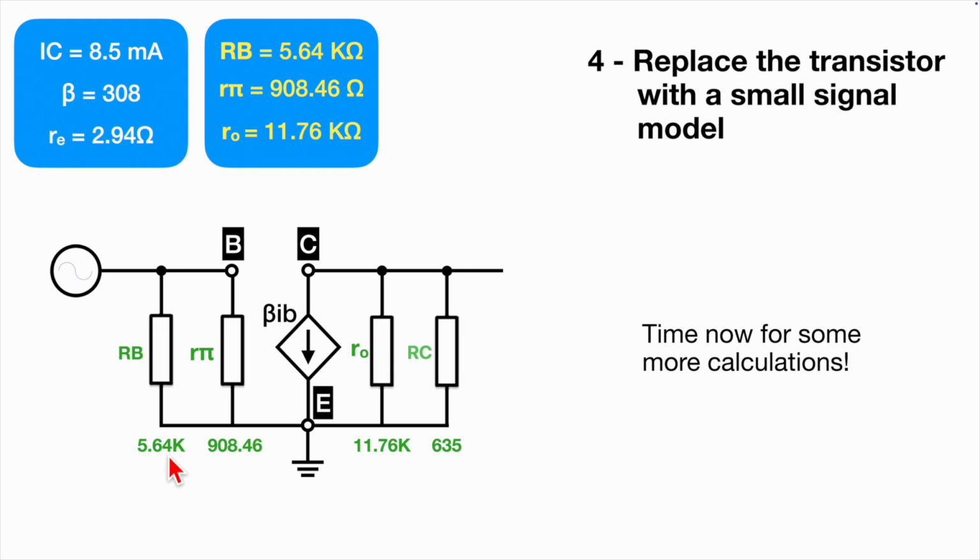5.64K, the parallel resistance, which is RB. I've put the R pi value in there, small signal input resistance between the base and the emitter looking into the base. We've got the value for R sub O, small signal output resistance between collector and emitter looking into the collector. And then I've got RC, the collector resistor, in parallel there as well.